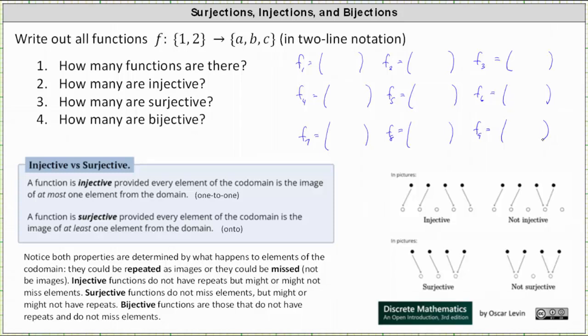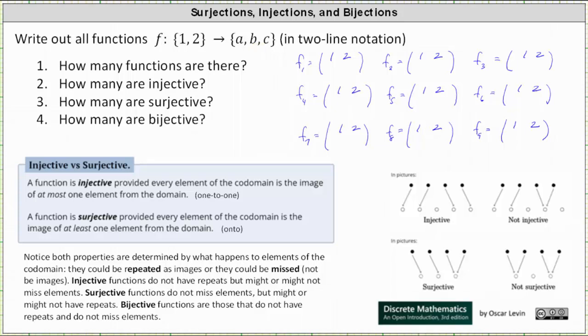For each function, there are 2 possible inputs, 1 and 2, and the inputs go in the first row of the matrix for the function in two-line notation. And now let's list the possible outputs from the codomain, which is a set with elements a, b, and c.